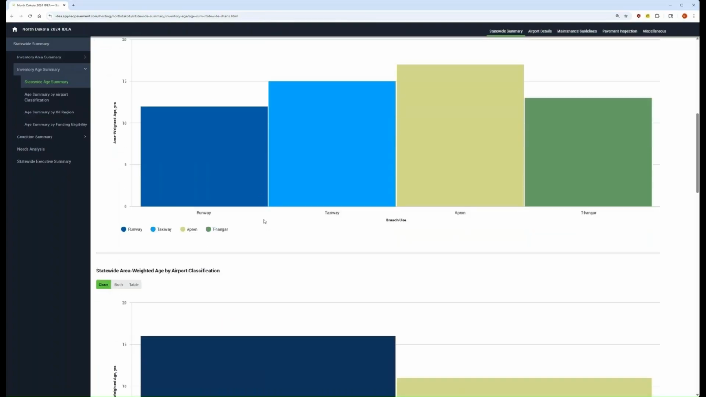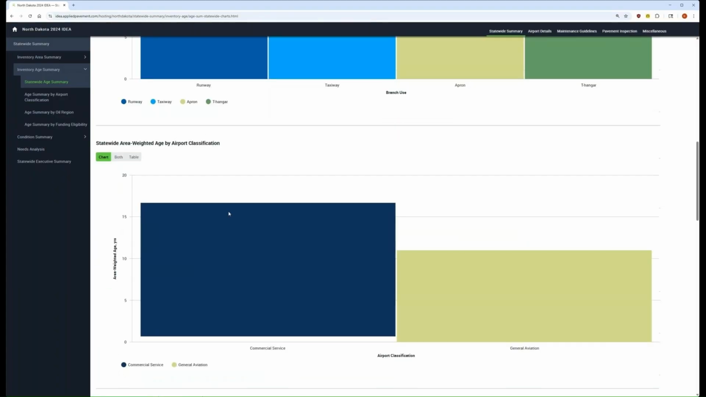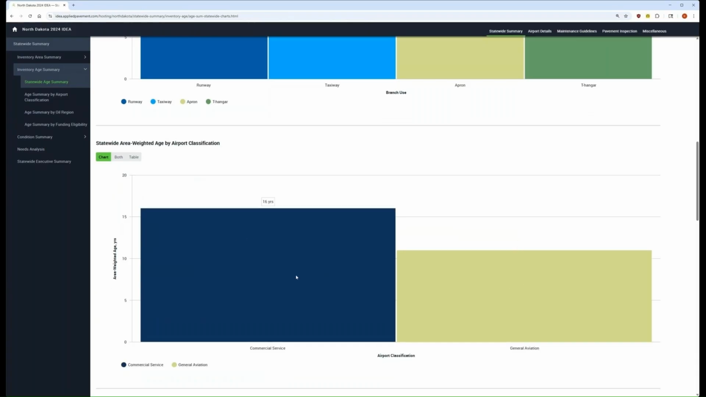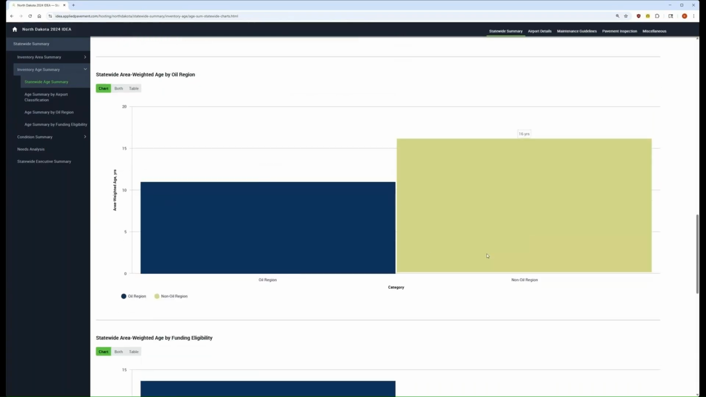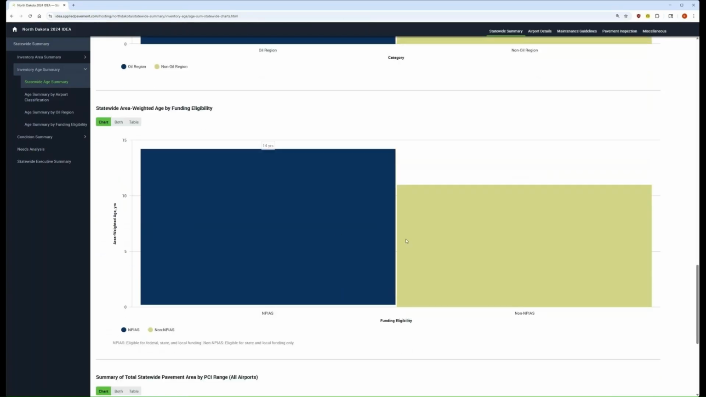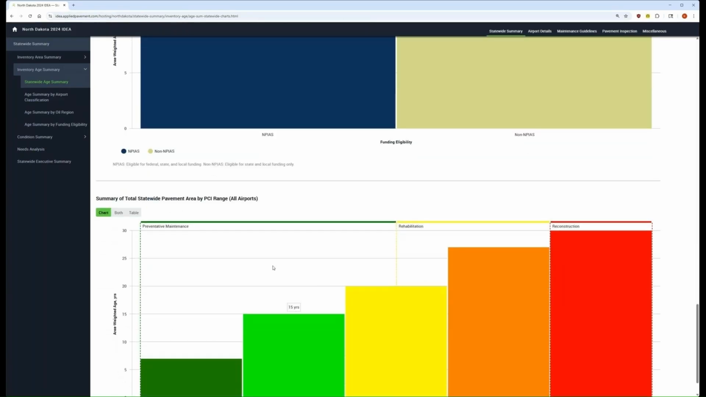This is by branch use. The overall age of the runway pavements in the entire system is 12 years. It shows it broken out between commercial and general aviation, as well as oil region, non-oil region, and then whether it's in the NPIAS or not.